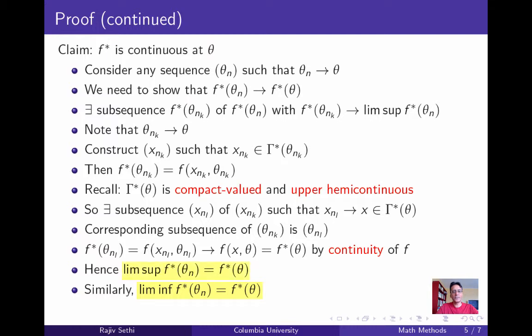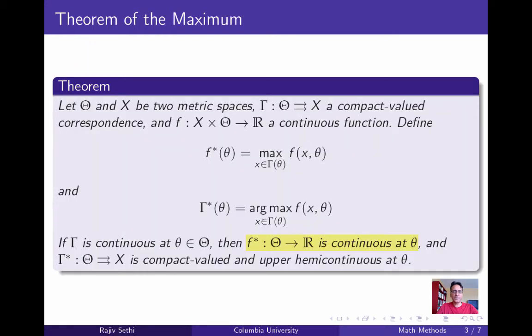And since the lim sup and the lim inf of this real sequence are both equal to f star of theta, the sequence itself must converge to f star of theta. And this is exactly what we needed to prove in order to show that f star is continuous at theta. So we finished our proof of the theorem of the maximum. In the last segment we showed that gamma star was compact valued and upper hemicontinuous at theta, and we've just shown that f star is continuous at theta.